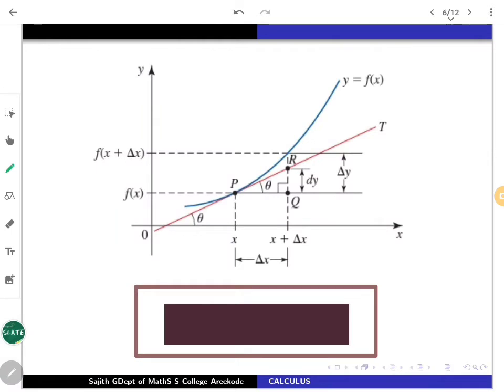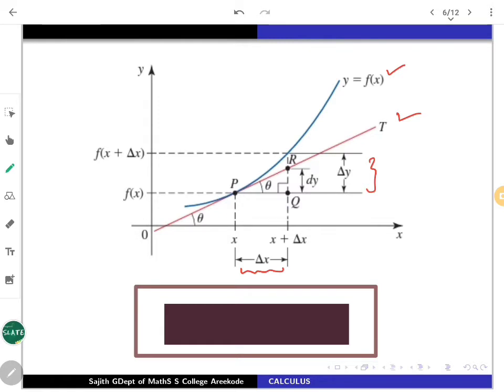So more formally, this is the situation. We have y equals f of x. We have a tangent there. It's a differentiable function, right? So this is the delta x variation. Correspondingly, you have a delta y variation here. Now the tangent is there, and we know some calculus about it.